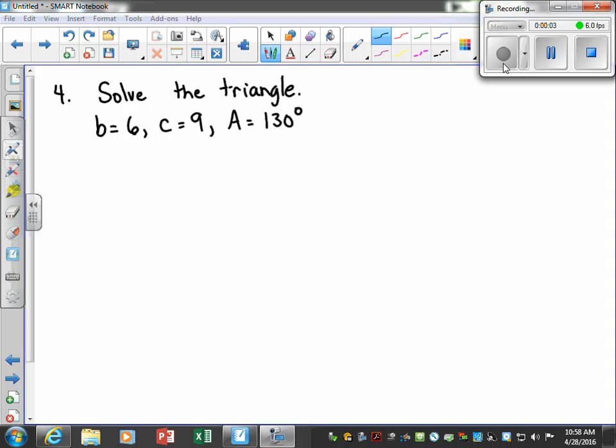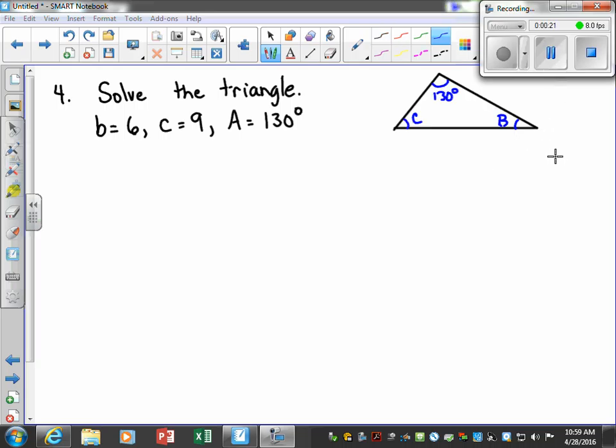Okay, just continuing to work some examples. So solve the triangle. This time they gave us the information with no figure drawn. For those of you that it helps to draw, I would suggest that you sketch the figure as best as possible and then move forward.